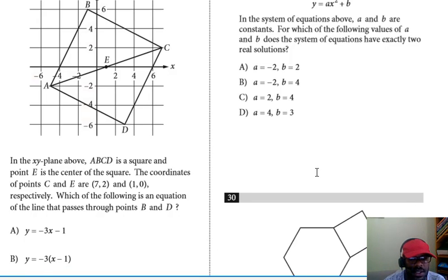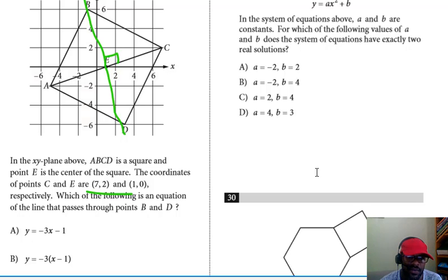In the xy plane above, ABCD is a square and point A is the center of the square. The coordinates of the points C and D are given. Which of the following is an equation of the line that passes through the points B and D? So we need the equation of this line. Okay, so we need two points.